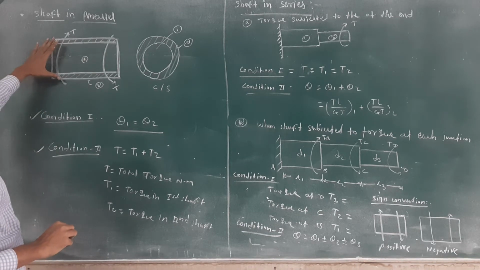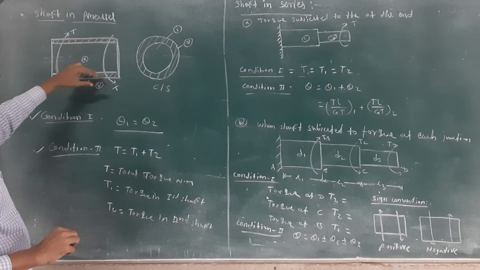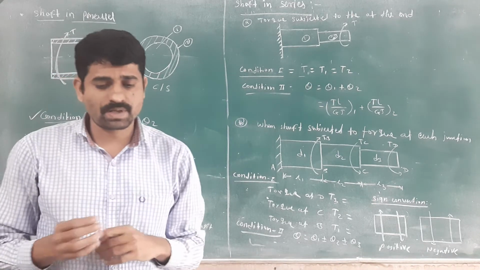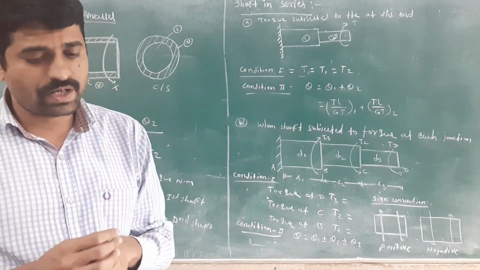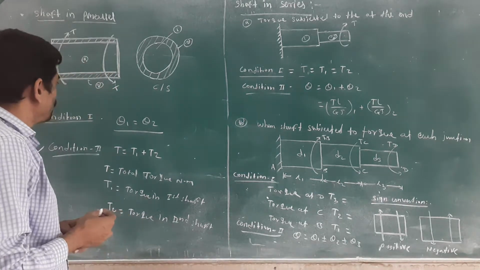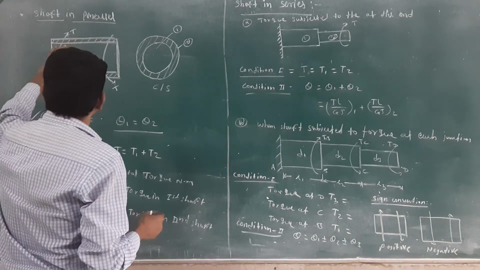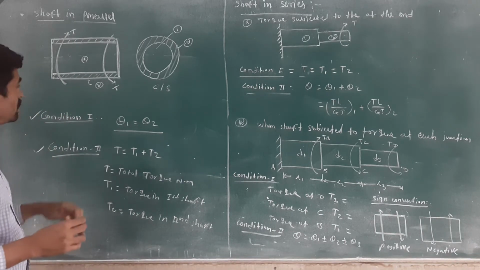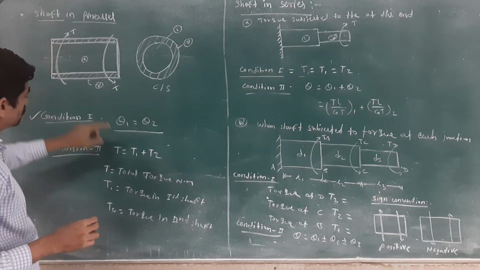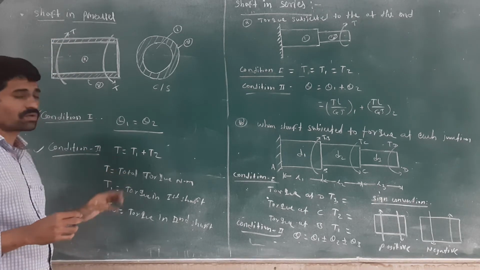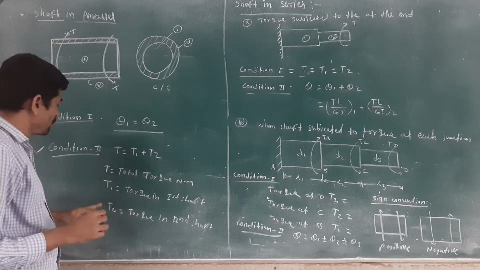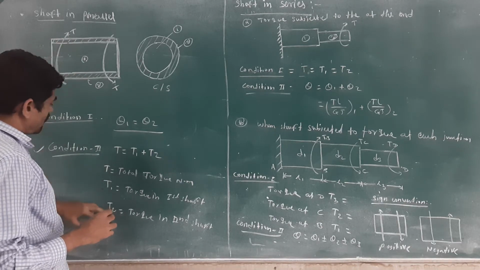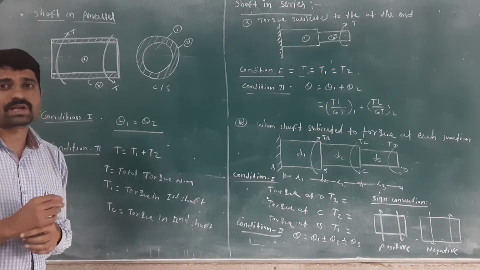And what is the second condition? If the torque is applied on the shaft, this torque is divided between both shafts. Okay, this torque T applied on the composite shaft will be shared by both materials, the first material as well as the second material. Then how to calculate the total torque? T is equal to torque 1 plus torque 2. What is T? T is the total torque. This is given in Newton meter or Newton mm, and T1 is the torque applied on the first material and T2 is the torque applied on the second material.